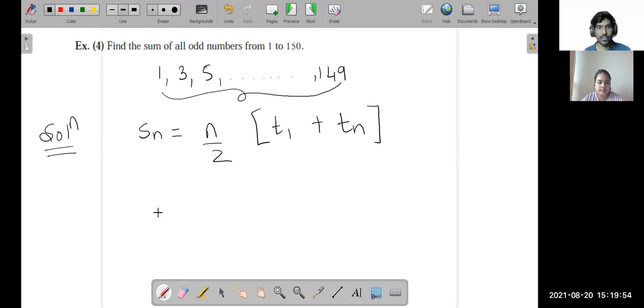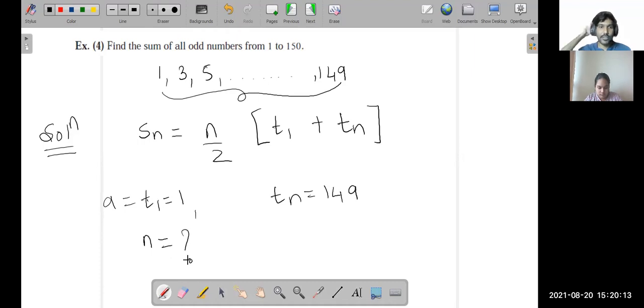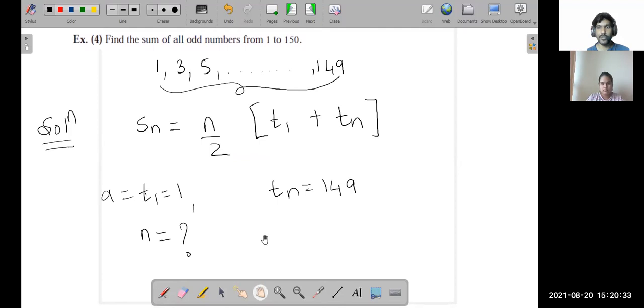So in this, see, t1 or a is equal to 1. Then tn is 149. You have to find out the value of n. So use the Tn formula and find out the value of n. Write down the question also.